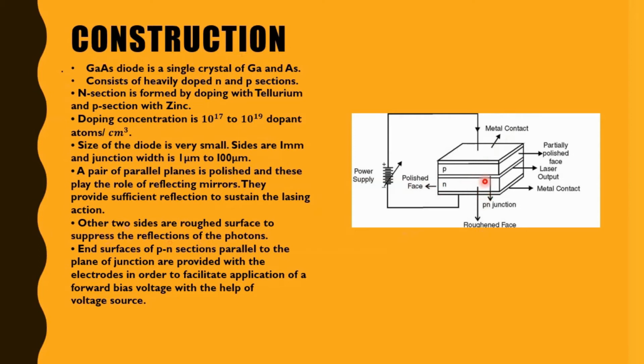That's why it can stop the reflection of the photons. The surfaces of the PN section parallel to the plane of the junction are provided with electrodes in order to facilitate the application of forward bias voltage with the help of the voltage source. So there is a plane of junction which is provided with electrodes, so that forward bias can be applied with the help of this voltage source.